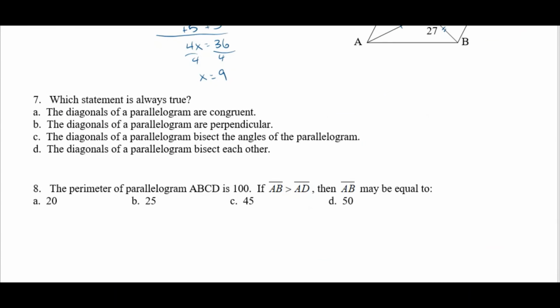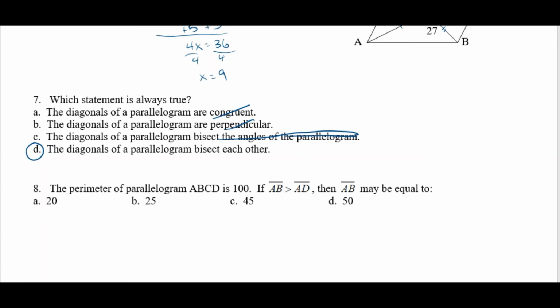Okay, which of these statements is always true? So which of these properties are true? The diagonals of a parallelogram are congruent, perpendicular, bisect the angles, or bisect each other. What do you think? And hopefully you thought to yourself that choice D was the answer, because that is correct. They're not congruent, they're not perpendicular, they do not bisect the angles. These are other shapes we'll talk about a little bit later.